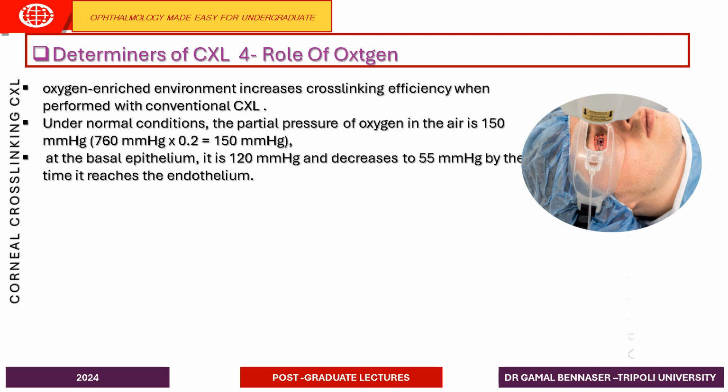So you notice that there is an oxygen gradient across the cornea, and this oxygen gradient will be depleted once you use high-irradiance cross-linking. High irradiance means more than 30 milliwatt per square centimeter.